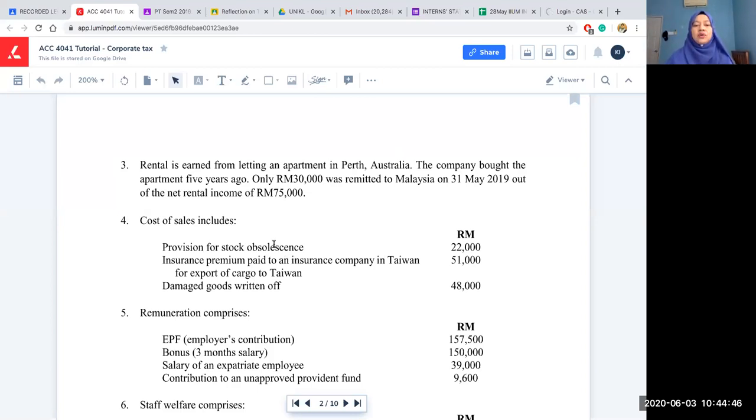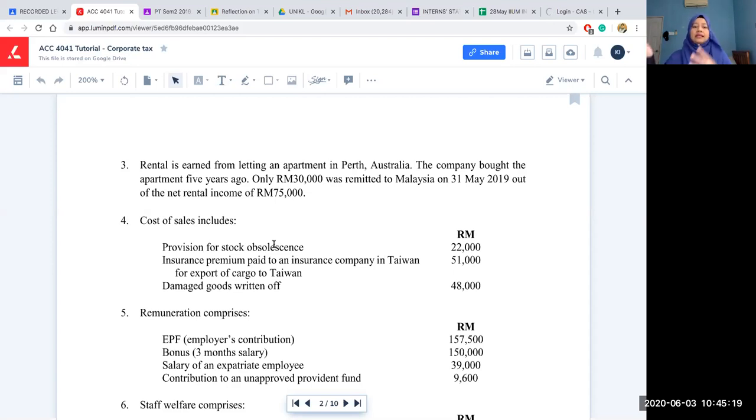For example here, cost of sales. Then you have note number 4, cost of sales. I don't want to write it down, right? I want you to do that, okay? Note number 4, you have cost of sales. Item number 1 is your provision for stock obsolete. Okay. You will come across a lot, all right? For example, in this question, you akan jumpa provision for stock obsolete. So, you kena faham concept for provision accounts ni macam mana. Then, you are going to apply the same principle in other questions.